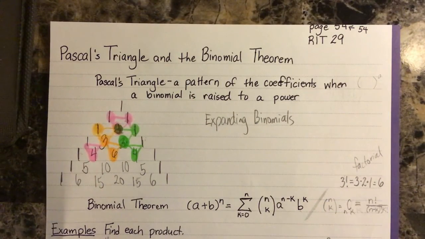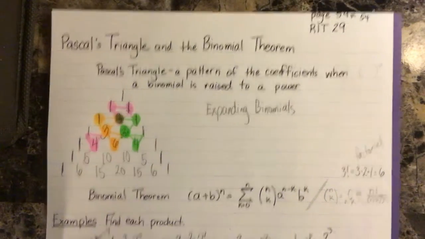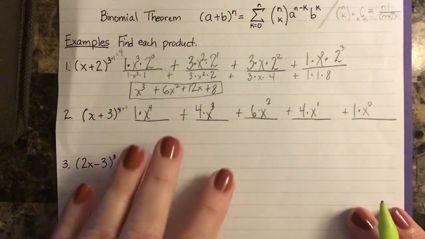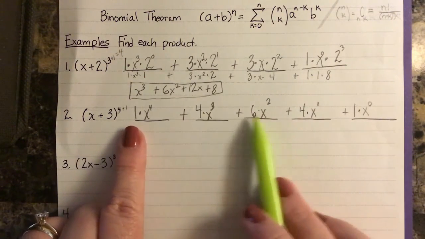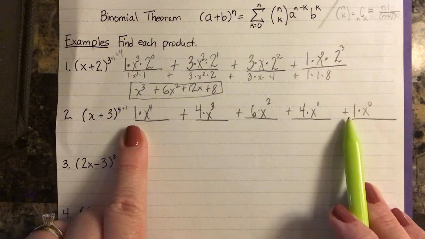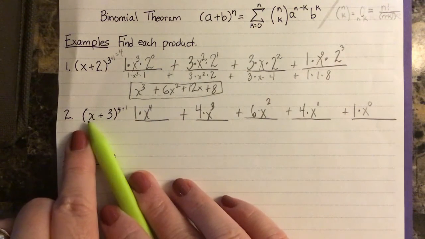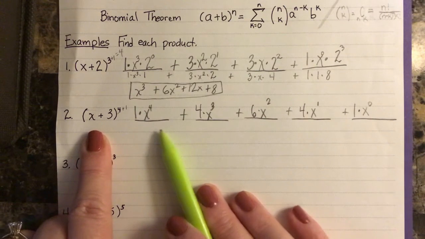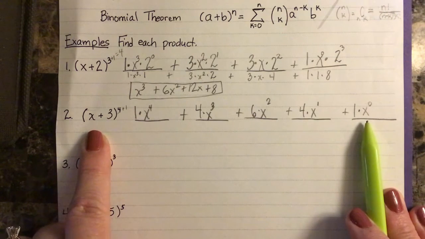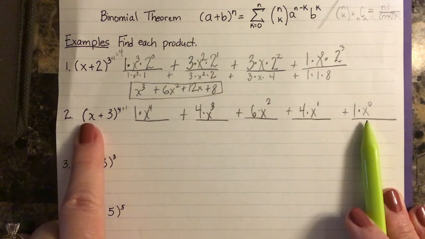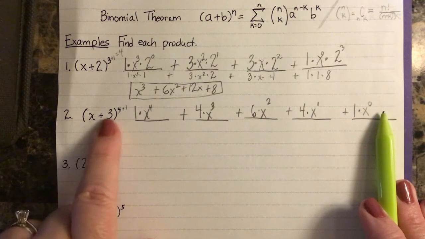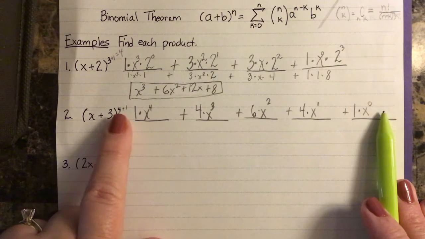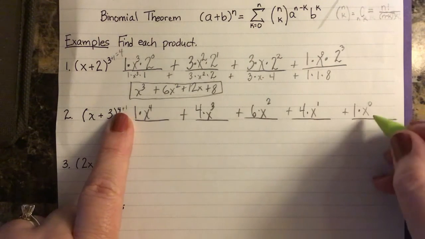Continuing my notes on Pascal's triangle and the binomial theorem. I'm going to continue problem 2. I used the numbers from Pascal's triangle. I started with x and put x to the 4th power, went in descending order because it was on the left here. Now I'll start on the right and I'll use positive 3, and I'll start with an exponent of 4 on the right hand side.